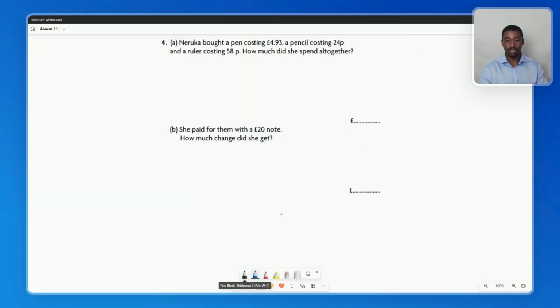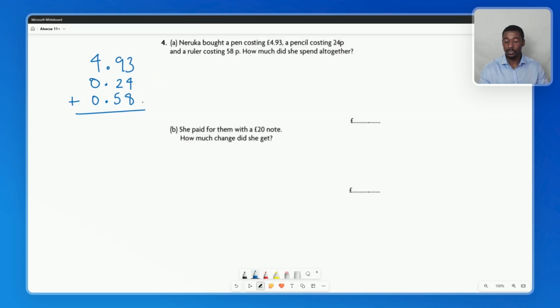Okay, so here for part A, we have different sums we have to add up. So here, Naruka buys a pen costing £4.93, then 24p for a pencil, then 58p for a ruler. So let's add these up. £4.93, 24p, 58p. Right? Notice how some of these are in pounds, some of these are in pence. Very important to not make a mistake on. So how much did she spend altogether? Let's simply add these up.